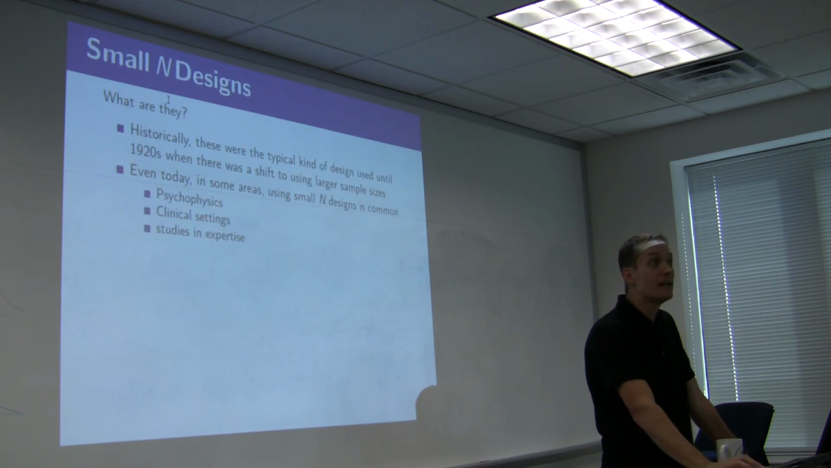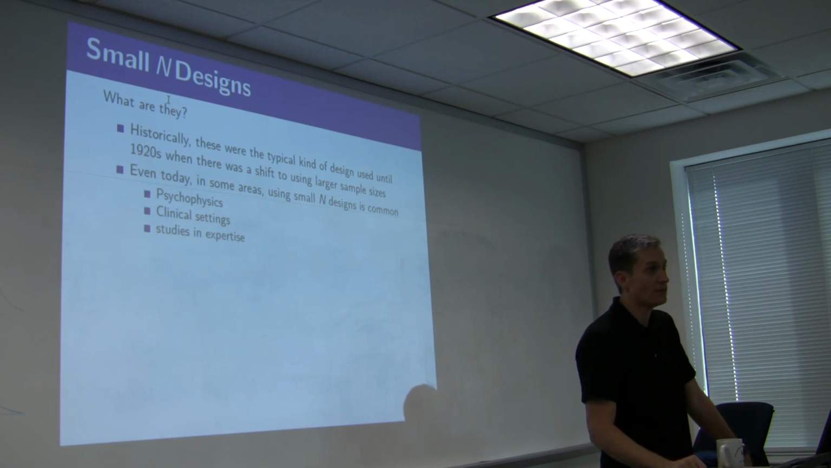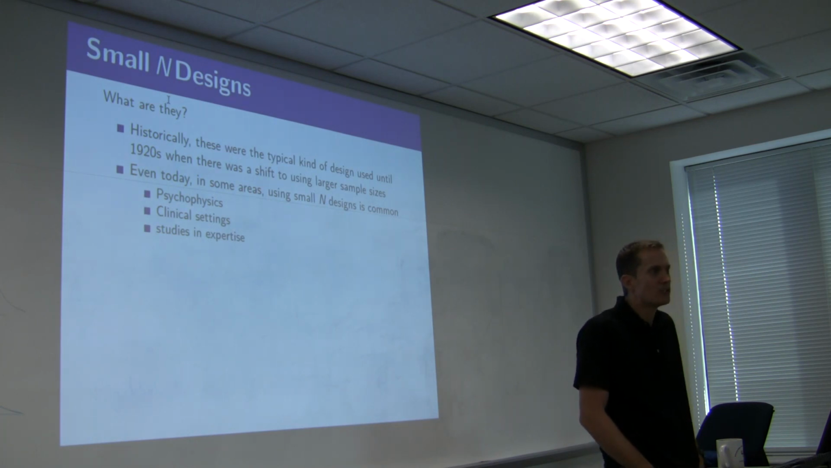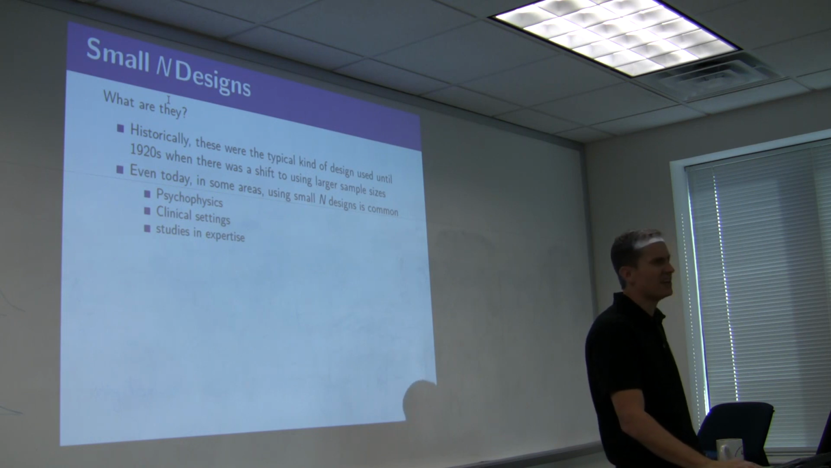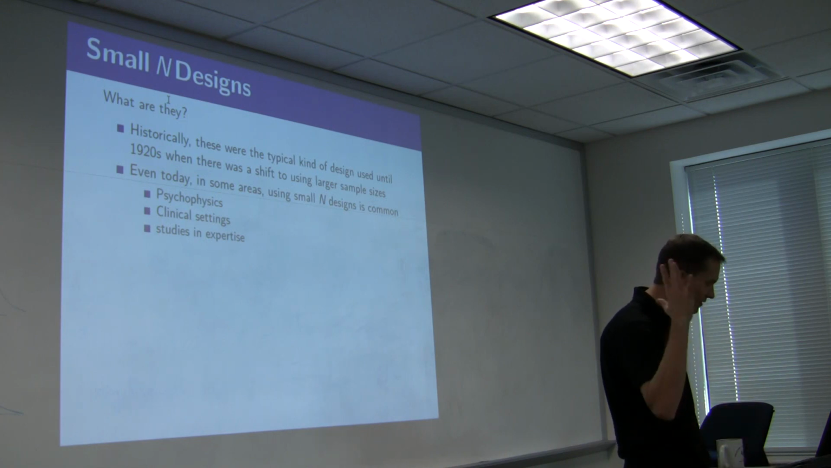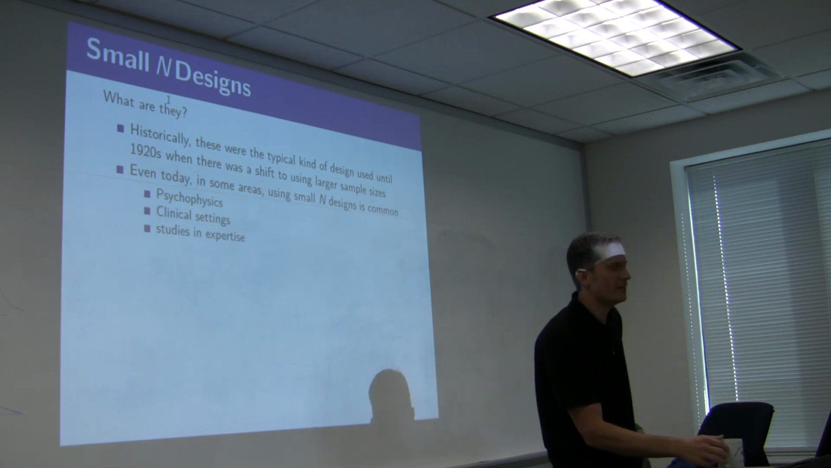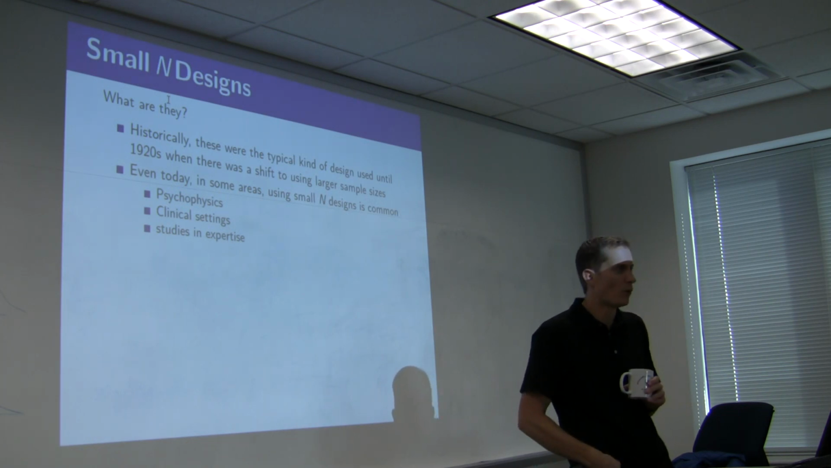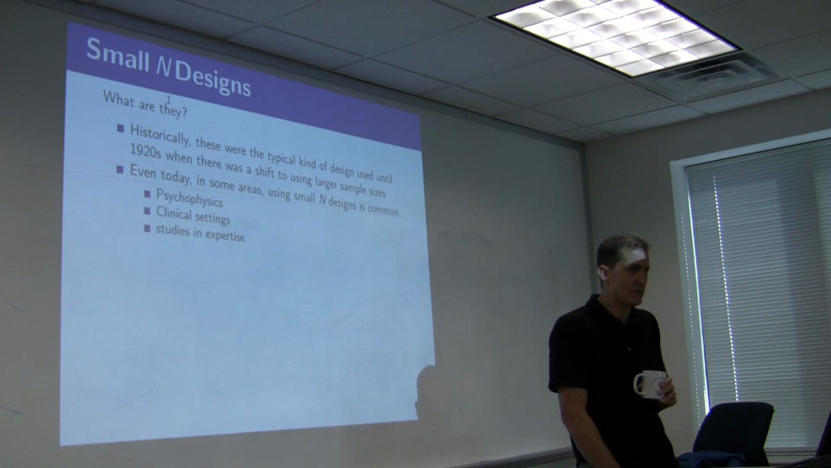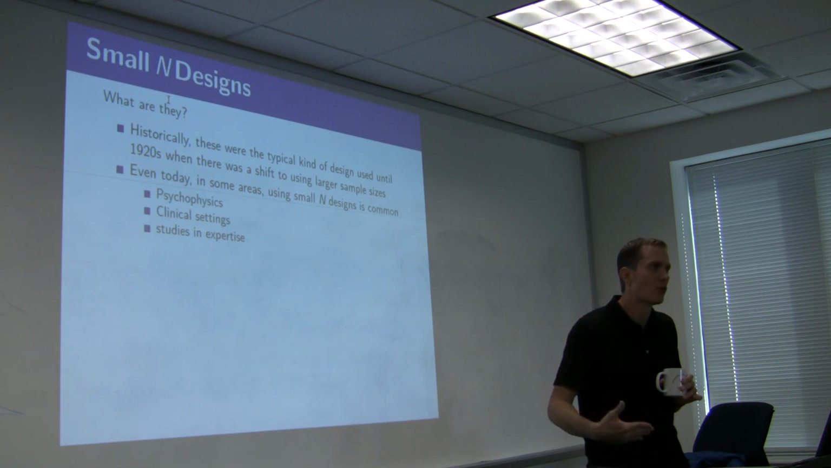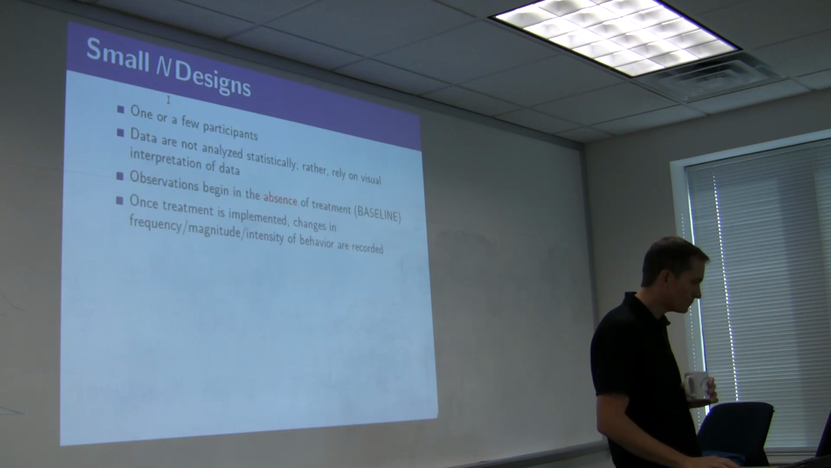And then finally, small N designs. Okay? These are the ones where you have very small samples, but you do a lot of trials on them. You look for behaviors within that participant. These are very common in some areas. Psychophysics is one of them. Clinical settings. Studies and expertise. If you've had me for learning, we've talked about people learning how to play chess and people learning how to increase their working memory capacity. These weren't large studies; they were like case studies almost. But there was a lot of trials within that one participant.